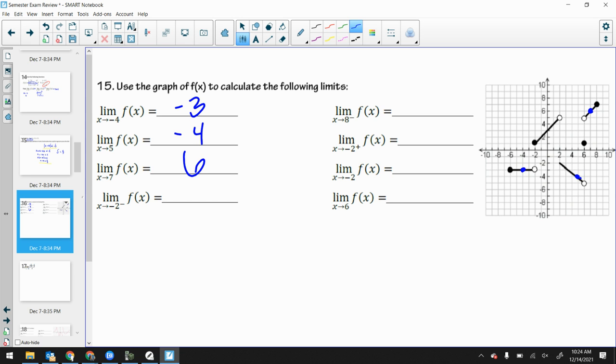The limit as x approaches -2. Now, I say -2 from the left. What is the limit as x approaches -2 from the left? -3. Let's jump to this blank over here. -2 on the right. What is the limit as x approaches -2 on the right? +1. What is the full limit? It doesn't exist.